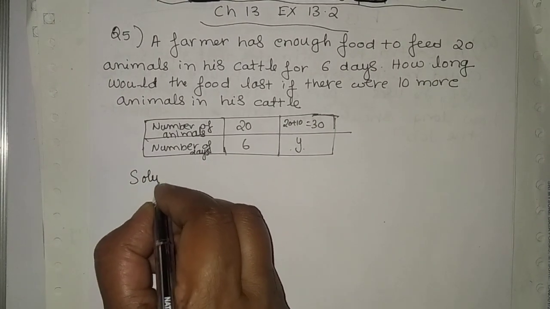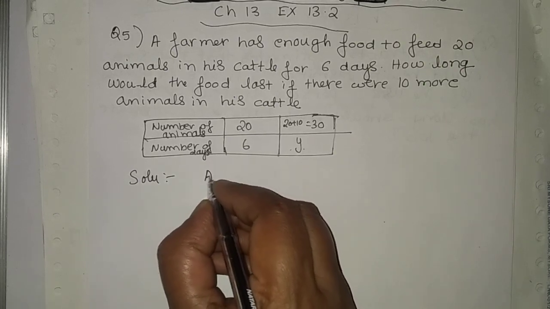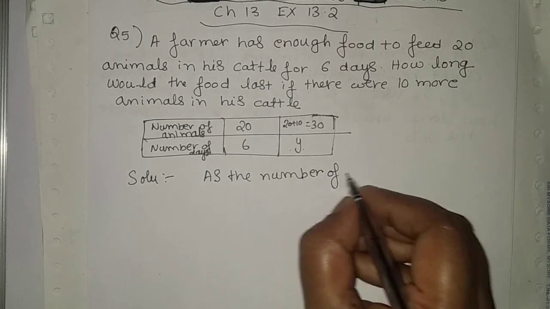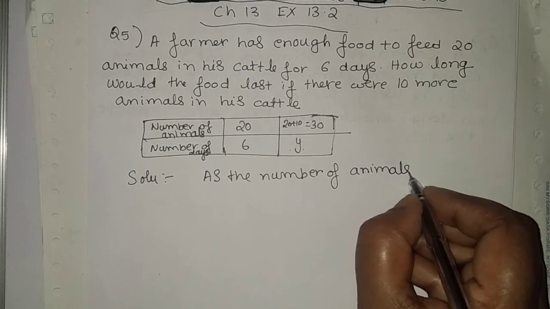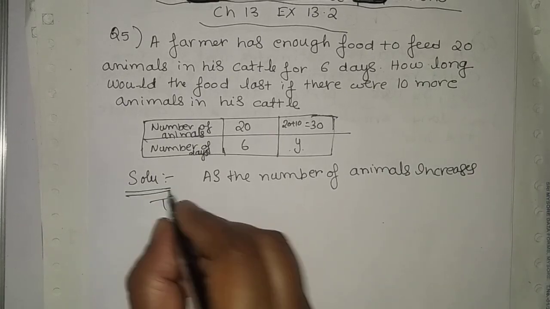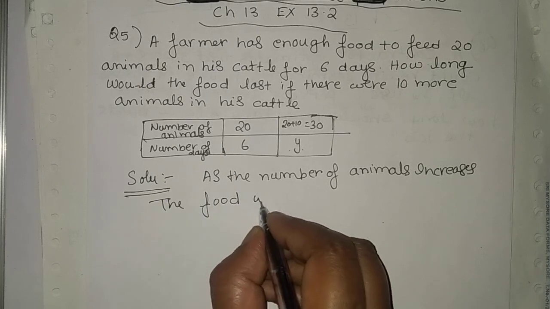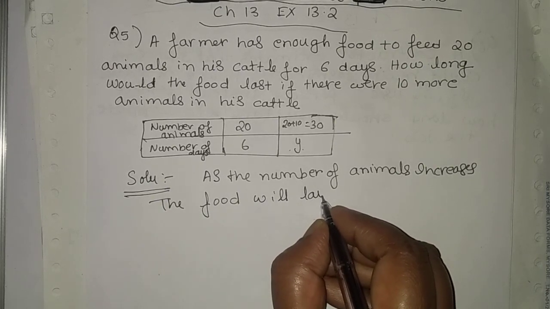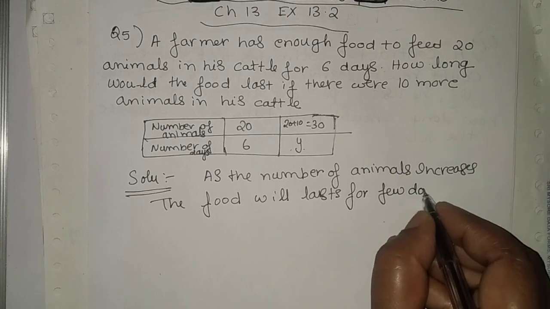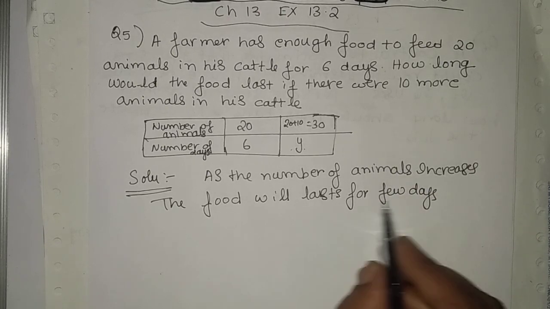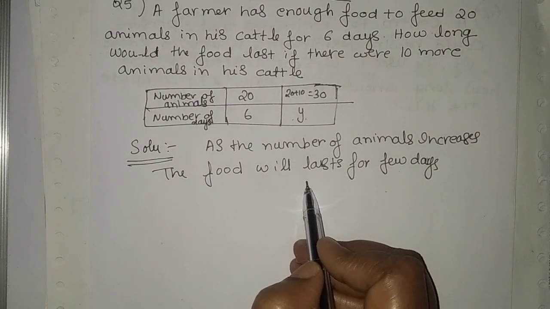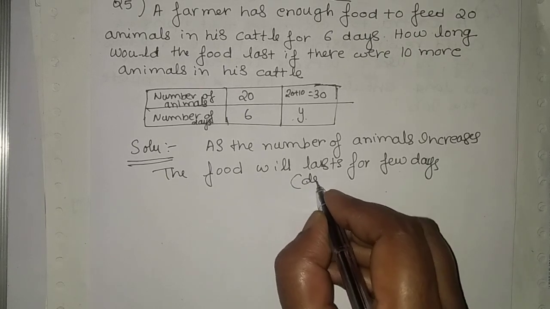So the solution. As the number of animals increases, the food will last for fewer days. That means as the number of animals increases, the number of days the food lasts decreases, not increases. So you can use increase and decrease.